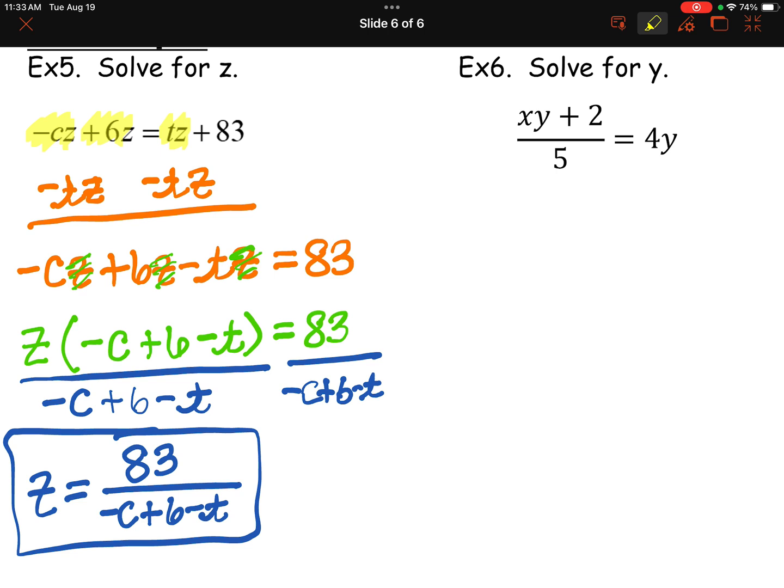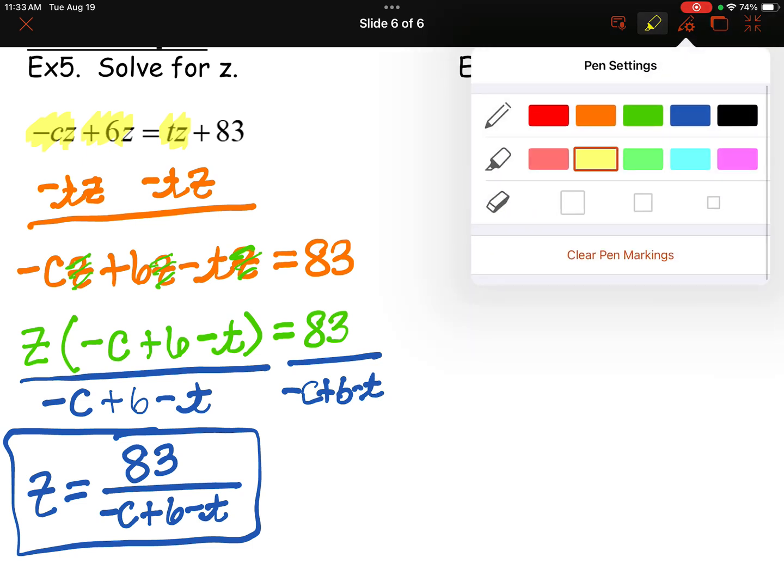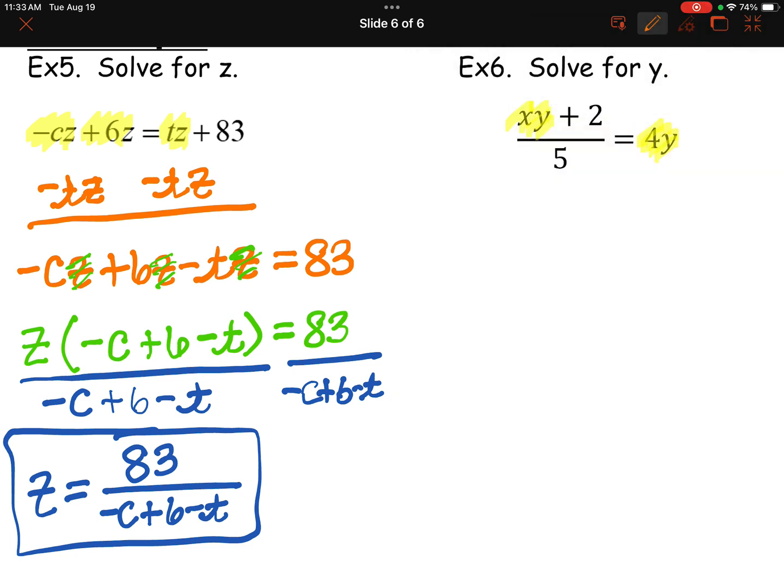First thing I do is I notice that the y that I'm trying to isolate is in 2 different locations. But I also notice that one of those locations is on the numerator of a fraction. So right now it's locked in there until I get rid of the fraction. So to make the fraction go away, I need to multiply both sides by 5. Those are now going to cancel out. I'm left with xy plus 2 equals 20y.